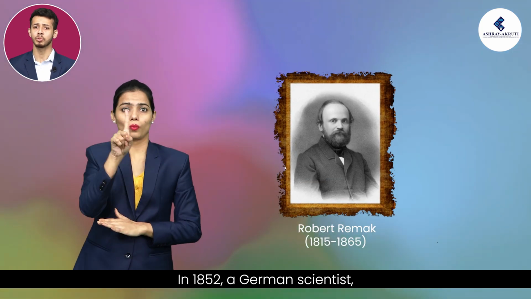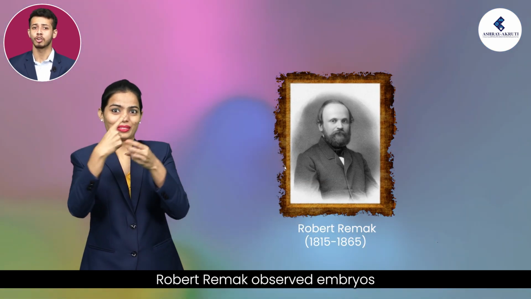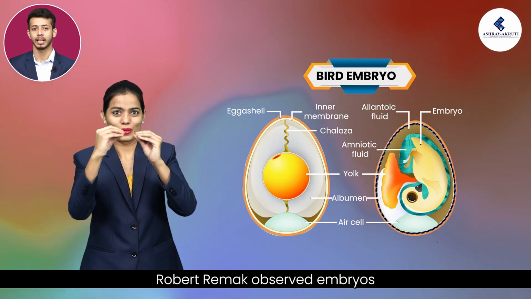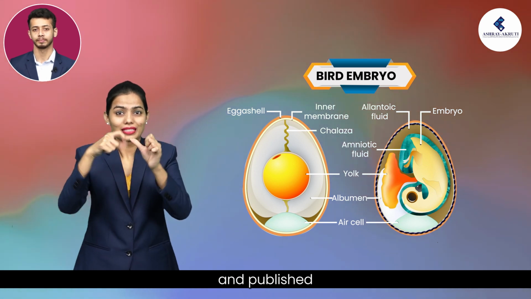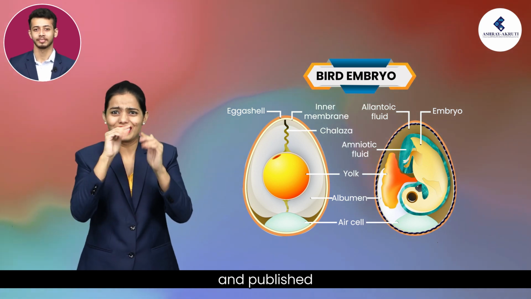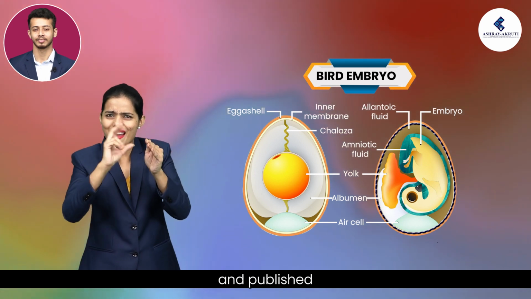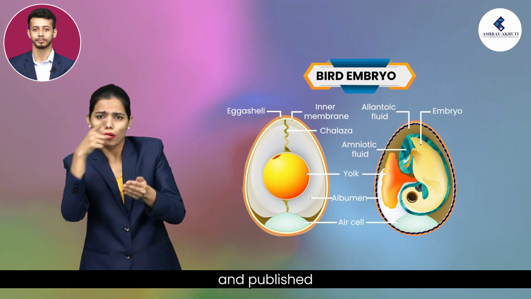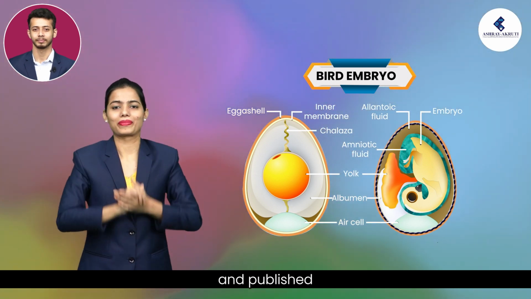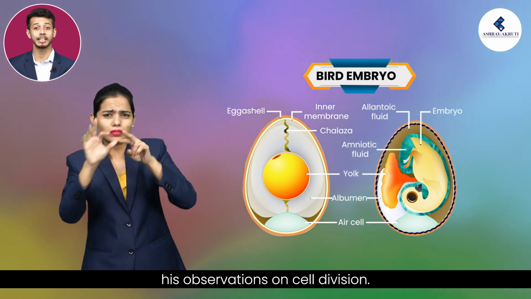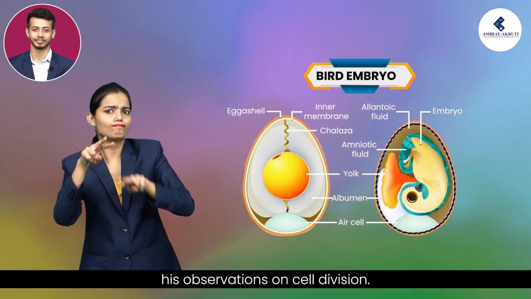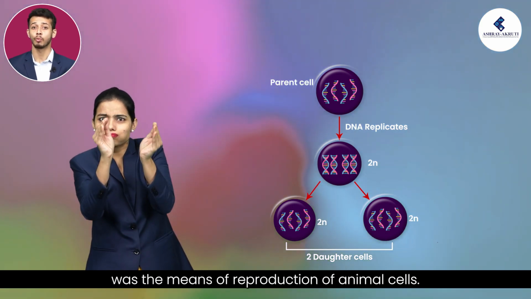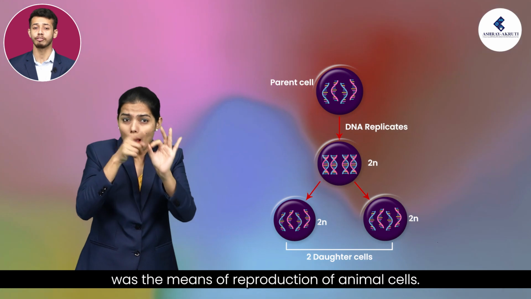In 1852, a German scientist, Robert Remak, observed embryos and published his observation on cell division. He stated that binary fission of cells was the means of reproduction of animal cells.